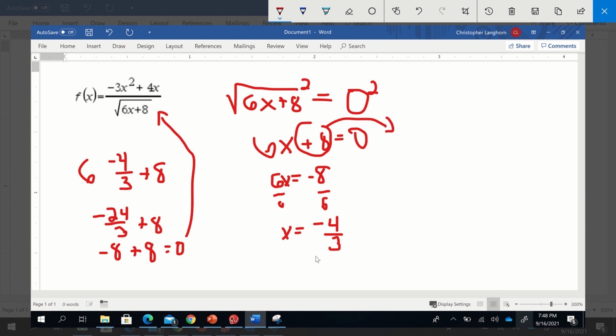Also, we know our answer can't be this number. It has to be greater than that number, and up. It can't be lower, because lower would give you imaginary numbers, because this would be a negative square root. We can go above 0.